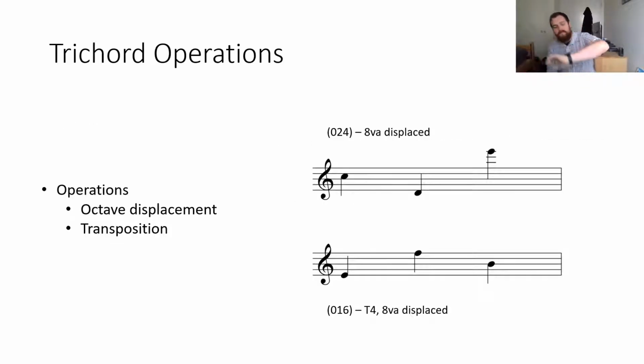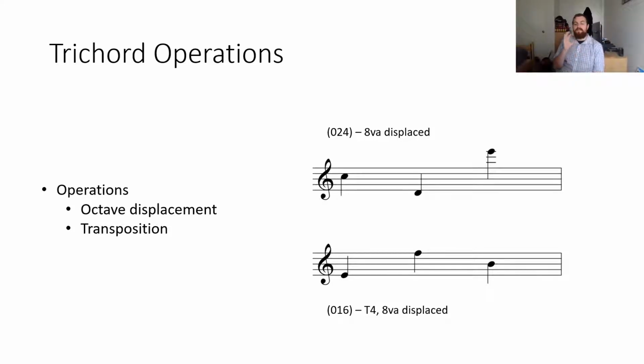Now, I would like to end by talking a bit about trichord operations. So, before, we had trichords that were all played in their prime form within an octave, like this, right? They were all relative to C. They were all, if I played the 016 trichord, I played 016.